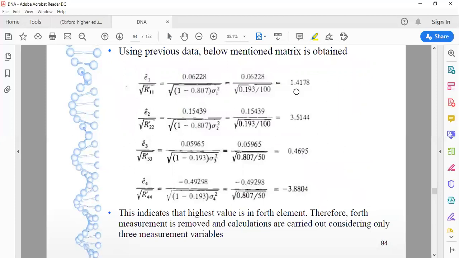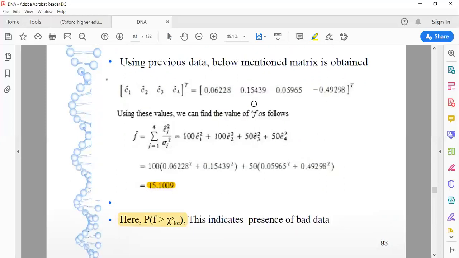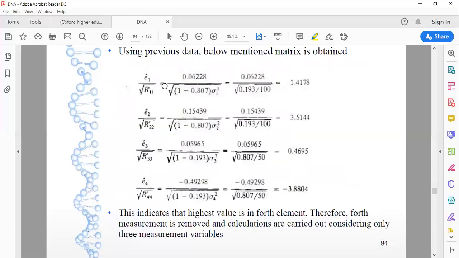Now if we consider individual error, then we can also find out the highest element if we want to remove it. So we want to remove the bad data. Over here, once again, the individual standardized error will be calculated. Over here we have come to know that this value is the highest. See, this value is 3.5144, whereas this is 3.08. So measurement variable 4 is indicated as the vulnerable one. Hence that measurement is removed.